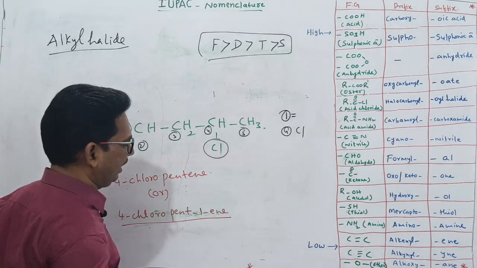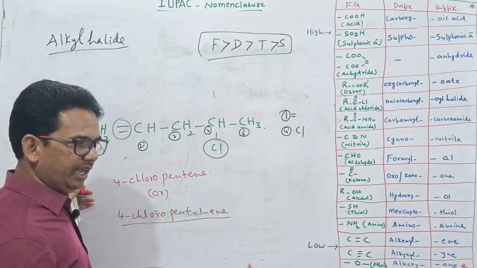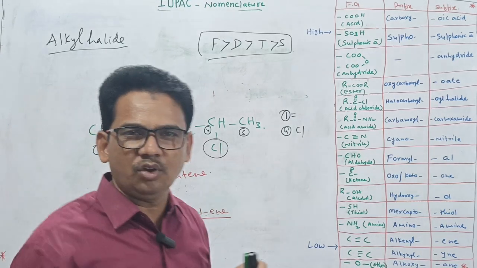Remember that always in between word and number a hyphen should be there. Don't forget this one. If you write the correct name also, you are going to get 0 marks.